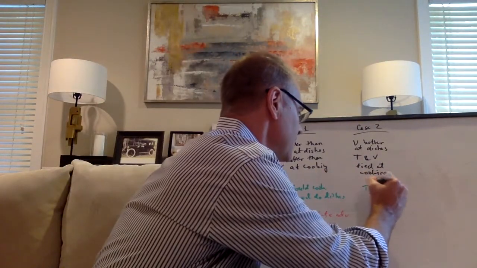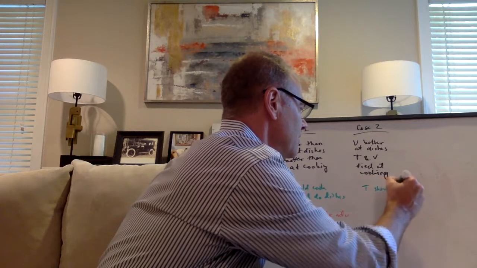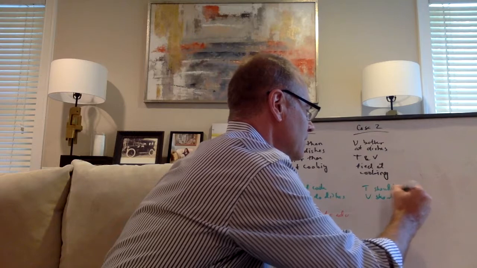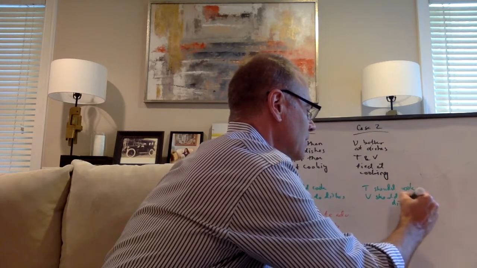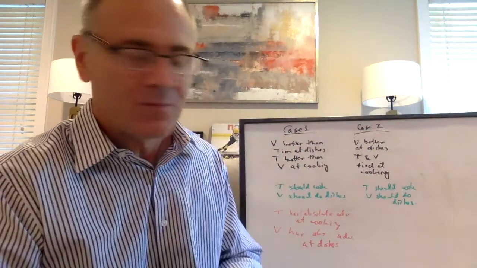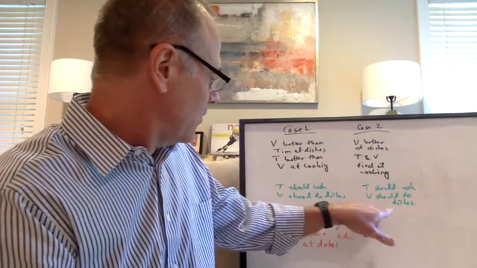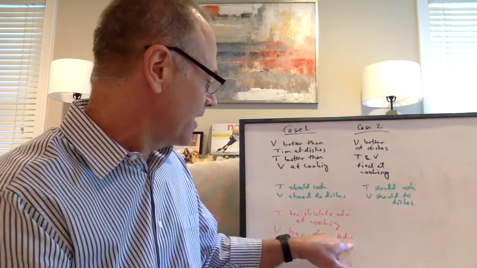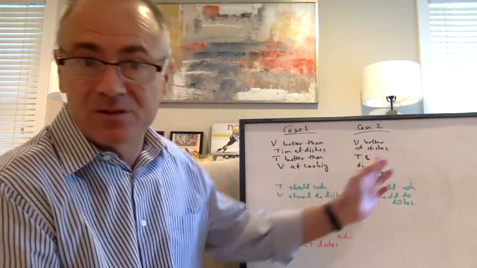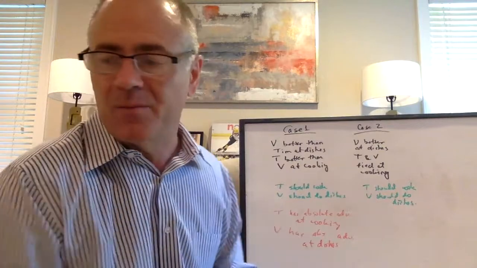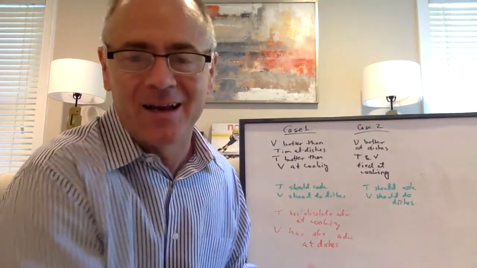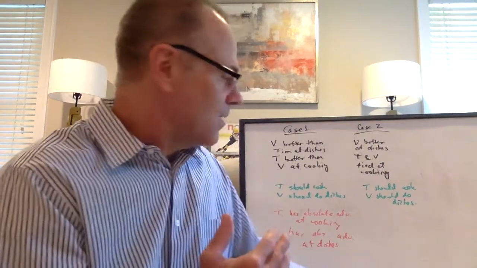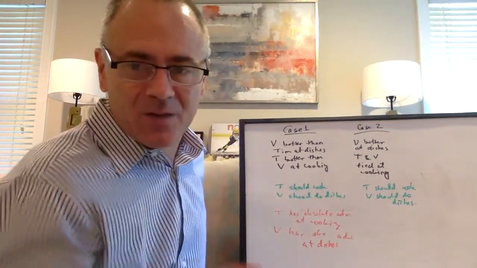So Tim should cook, Victoria should do dishes. Okay. So now we would say Victoria still has an absolute advantage at dishes, but neither has an absolute advantage at cooking. By the way, I told you we're tied. I'll never put an example like this on the exam, okay? But I'm going to do it here.